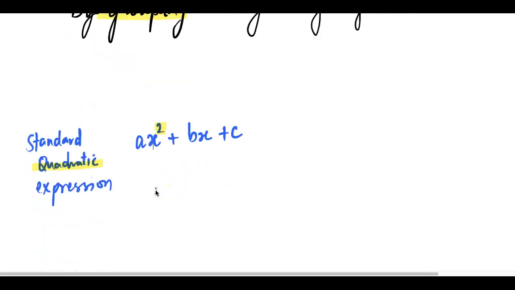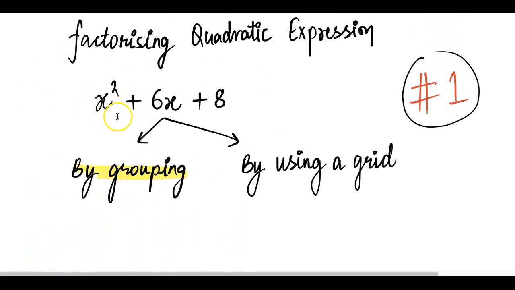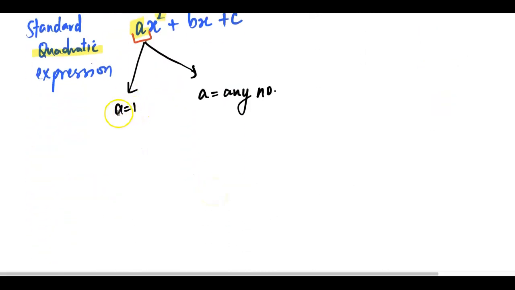So let's write down the question. We have a quadratic expression, and we can factorize it in two ways. Let's see the a. The a is nothing but the coefficient of x squared. We actually have two cases: first, when a is 1, or when a is some other number. Today we are going to be discussing specifically a equals 1.